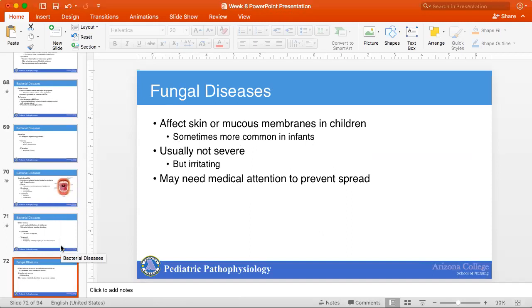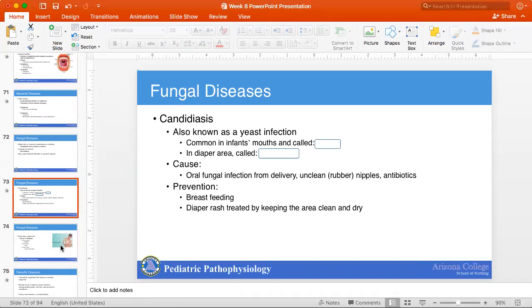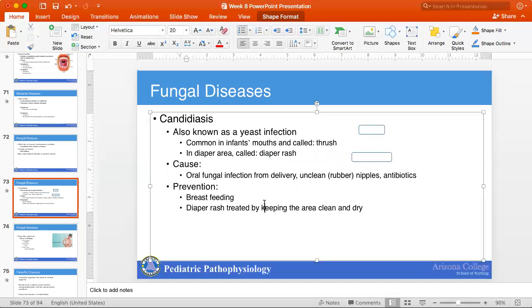Fungal diseases affect the skin or the mucous membranes in children, sometimes more common in infants. Usually not severe, but it's irritating. Candidiasis, also known as a yeast infection, is common in infants' mouths, called thrush, and in the diaper area, called diaper rash. The cause can be oral fungal infection from delivery, unclean rubber nipples, and even antibiotics. Prevention is breastfeeding, and diaper rash is treated by keeping the area clean and dry.